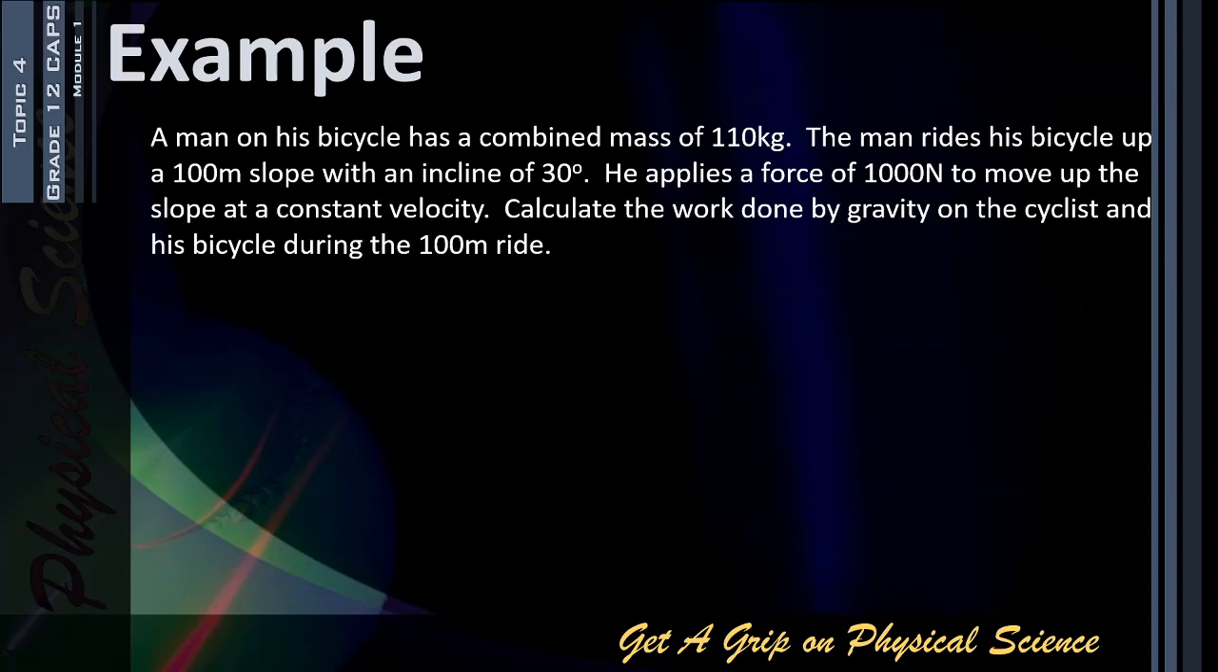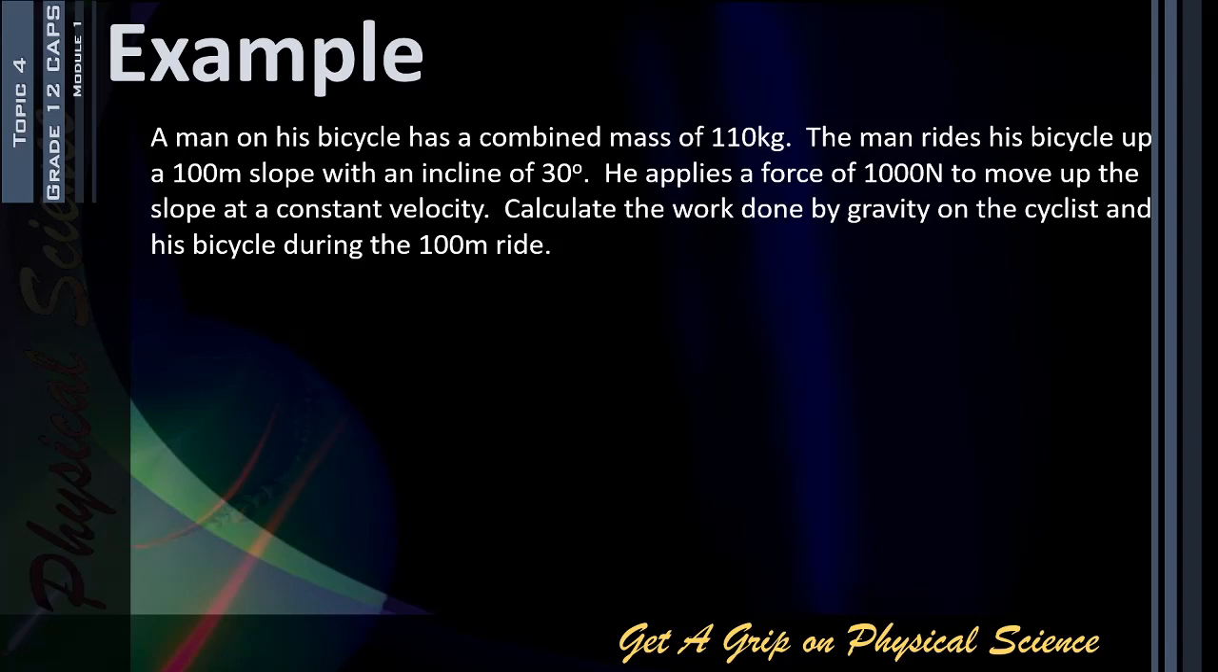A man on his bicycle has a combined mass of 110 kg. The man rides his bicycle up a 100-meter slope with an incline of 30 degrees. He applies a force of 1,000 Newton to move up the slope at a constant velocity. Calculate the work done by gravity on the cyclist and his bicycle during the 100-meter ride.